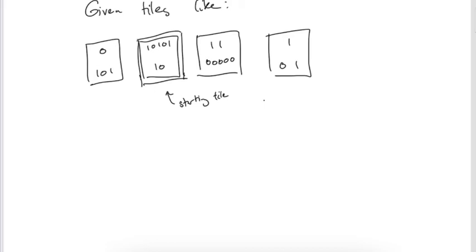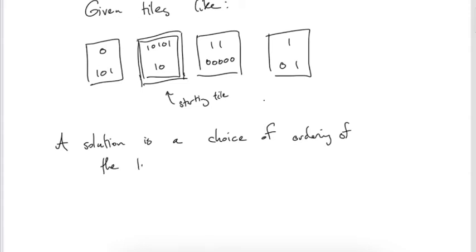And your goal, so this is the puzzle as it is presented to you, and your goal is to find a solution, which is a choice of ordering of the tiles. You take these things and shuffle them around somehow. And repeats are allowed. This is what might be difficult to do with a kid on paper. You are allowed to reuse the tiles as often as you want.